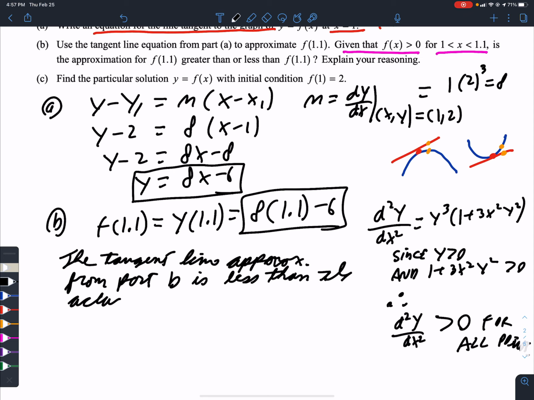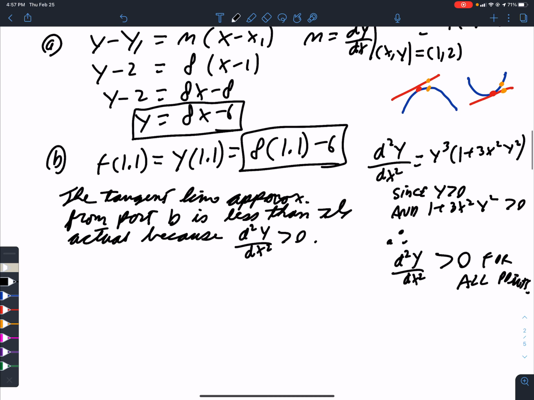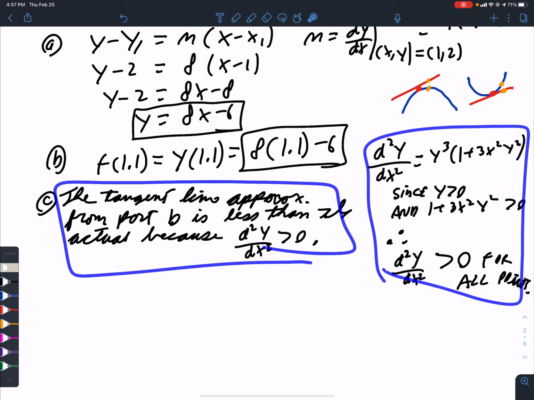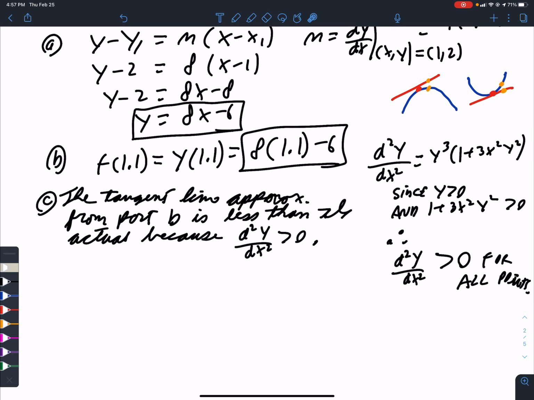And there's other ways to write this. Because the second derivative is positive, bam. That's the reason. Second derivative is positive, therefore any tangent line will be an under approximation. That was part C. So you had to show that the second derivative is always positive and write a conclusion. Well, that's part B. Sorry, that was part B.